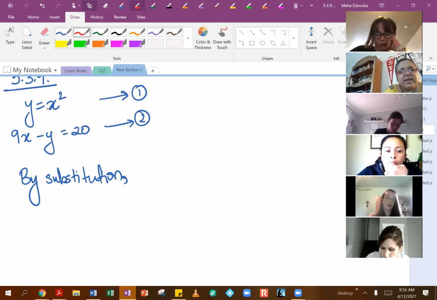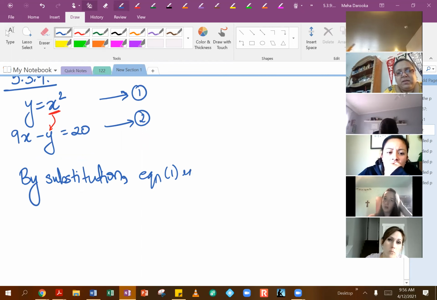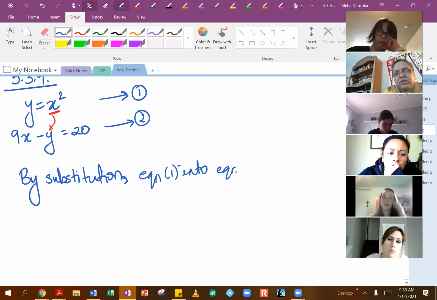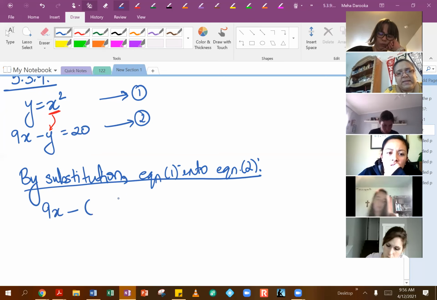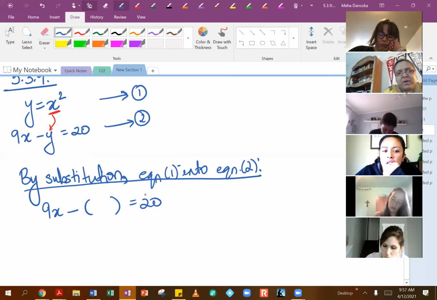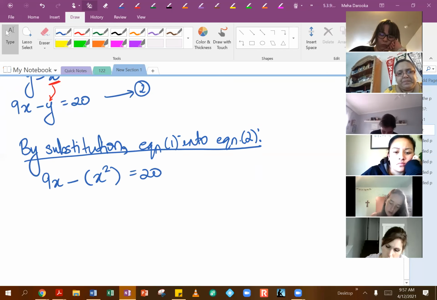We are actually going to take this value and replace it in our second equation. So you're basically substituting equation 1 into equation 2. That will give us 9x − y = 20, but instead of y, we're going to use that first equation and replace our y with x². So this will give us 9x − x² = 20.